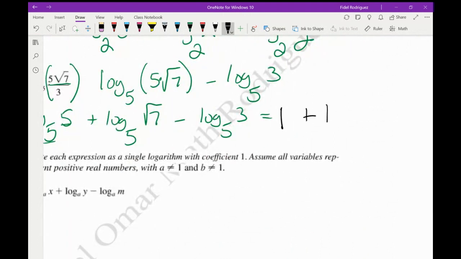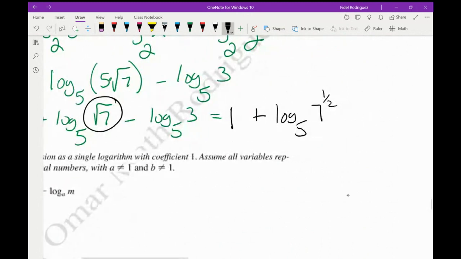plus, and again, I'm going to write this out. I'm trying to go step by step so that you can see what I'm doing. I know it's the square root of 7, but I can write that as 7 to the power of 1 over 2 minus the log base 5 of 3. And then the last thing I'm going to do here, if I have an exponent here, I can bring that exponent down to the front.